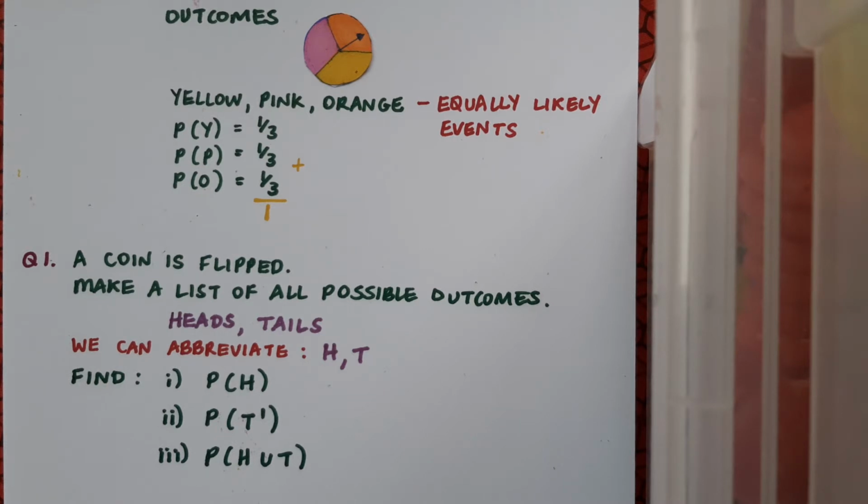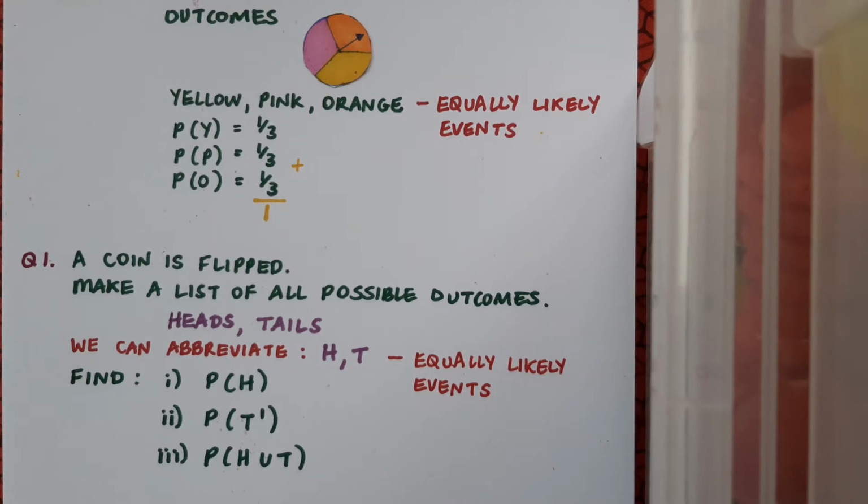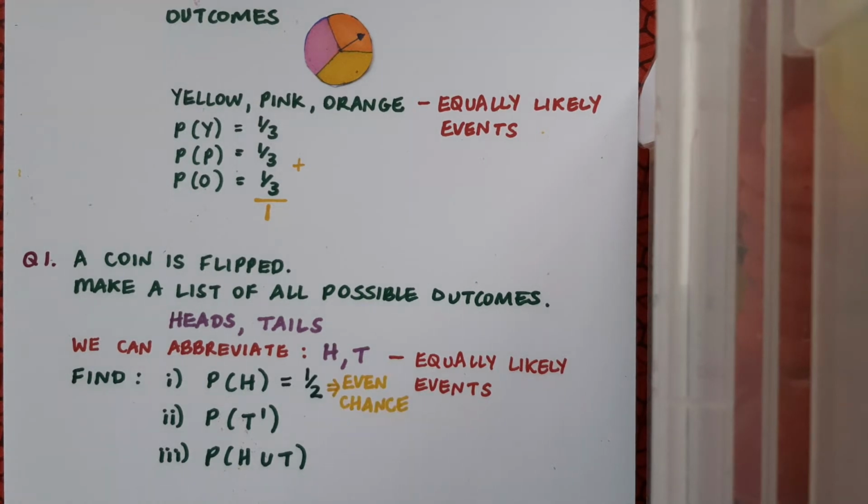Okay, so the first one is just simply the probability of heads. Note again here, of course, that flipping heads and flipping tails is considered to be equally likely. I've got the same chance of each of those happening. And so the probability of getting a heads is 1/2. This is sometimes described as even chance.